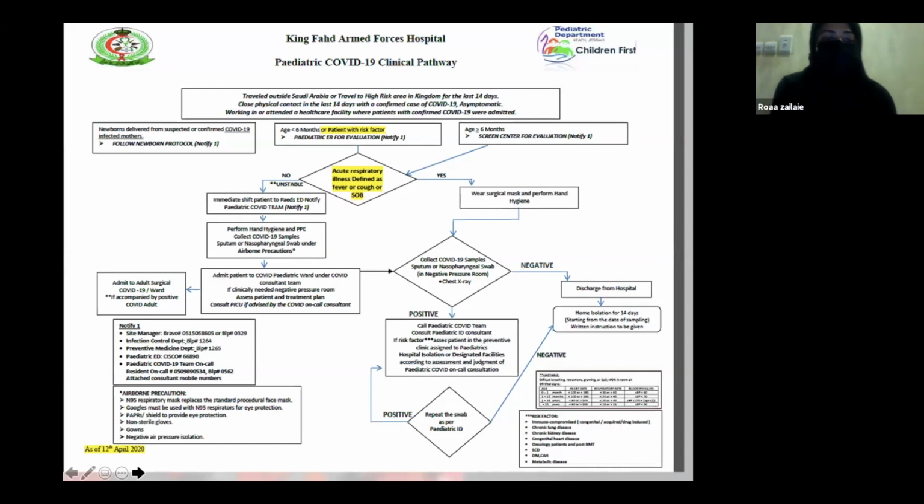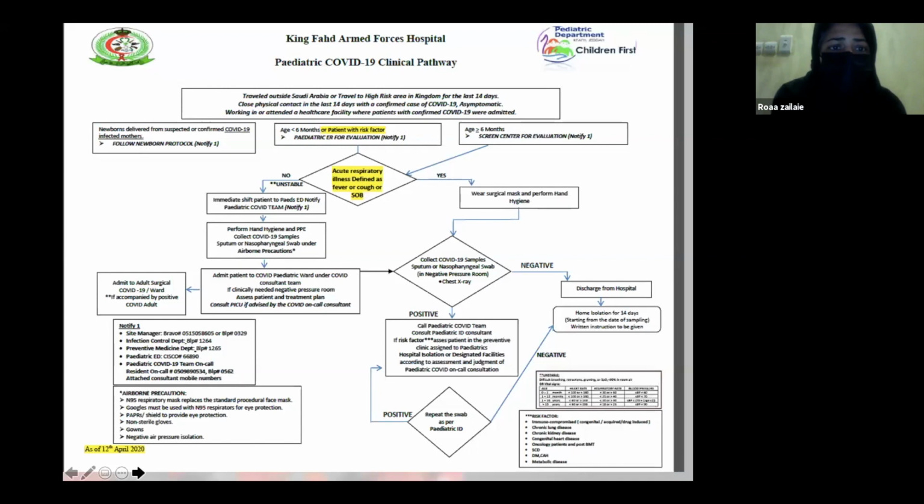Currently, we have a total of more than 100 confirmed pediatric patients. The majority of them have mild symptoms, and no one has pneumonia, and all of them are doing well during the virtual clinic follow-up.